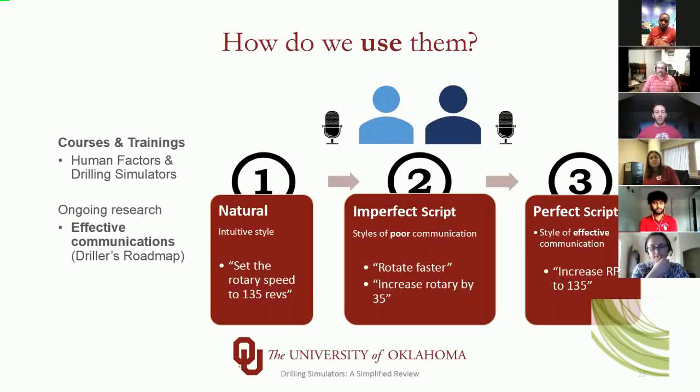And right now we're doing some on just how do we communicate so we can do that in the simulated environment. One of the experiments I've designed is actually called the Driller's Roadmap. It's using the well control simulator from the previous slide. And basically all I did was I designed 3 different situations where we asked a driller and an assistant driller, so that's represented by the 2 people at the top.